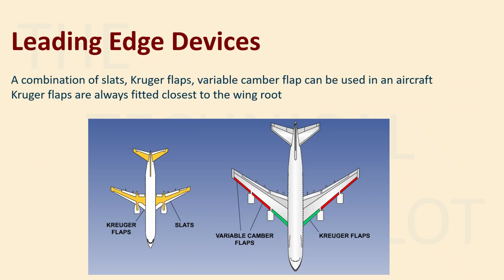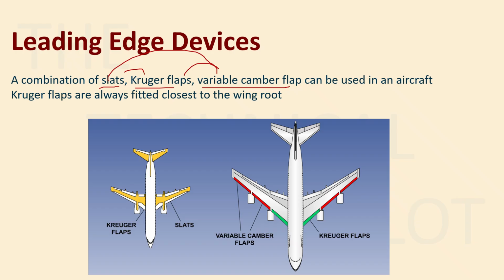Firstly, leading edge devices can be used in combination. You can have slats, Kruger flaps, and variable camber flaps, all of them fitted on one aircraft, or you can have a combination of any two, or you can also have a single one of them on your aircraft.